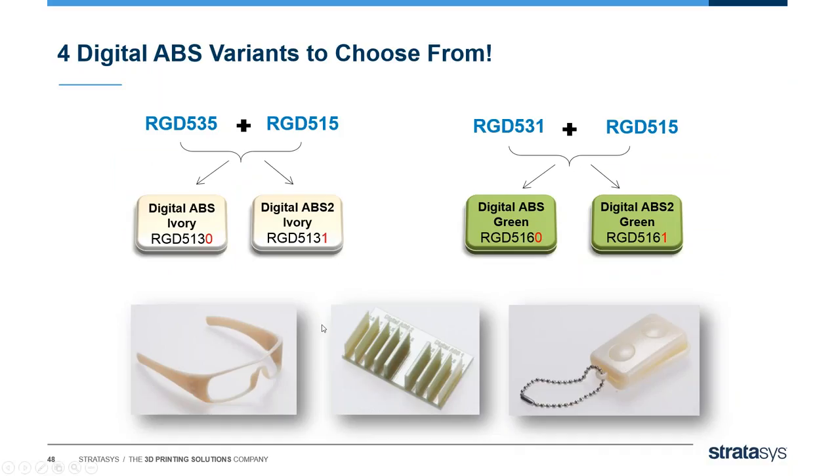This page explains very nicely the 4 different material combinations we have. Please note you have 2 ivory materials and 2 green materials. 5130 is the thick wall version above 1.2 or 1.3 millimeters, and the ABS2 thin wall version, 5131, is for thinner walls in ivory down to 0.8. The same we have in green: the version 5160 with the 0 at the end is the thicker wall version, and the ABS2 in green for thinner walls is the 5161 version of this material.